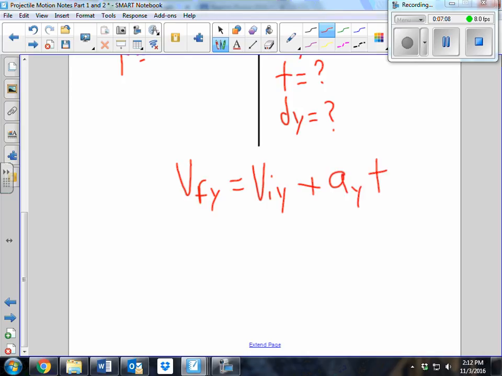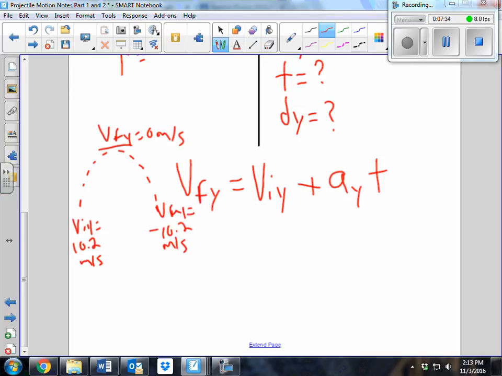Now, there's two ways to do it. You could do it like your hang time. You know that at the top of the motion, my VFY equals 0 meters per second. We know that my VIY equals 10.2 meters per second, and we also know that our VFY equals negative 10.2 meters per second because I've already proved it mathematically in the other example.